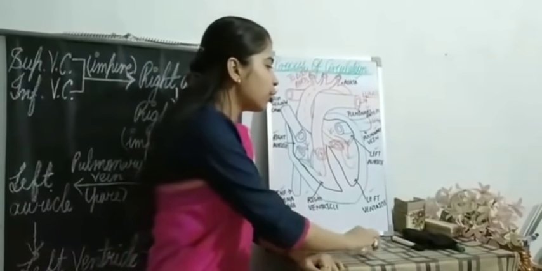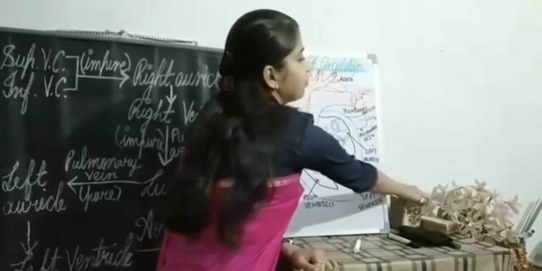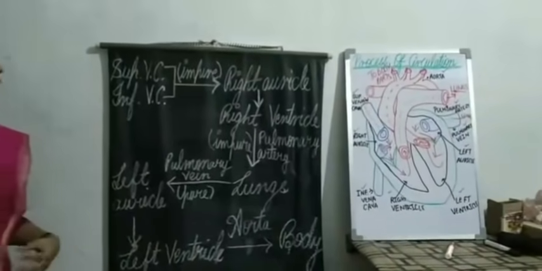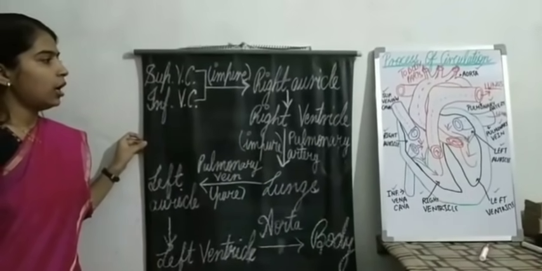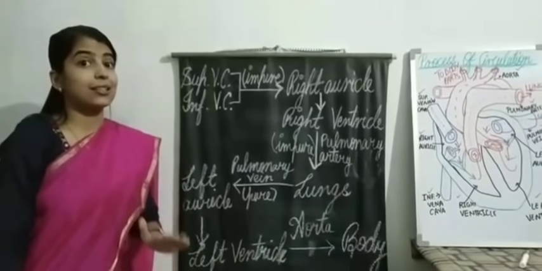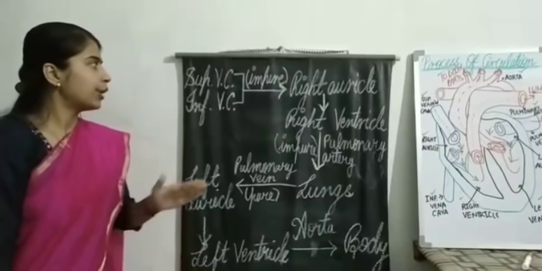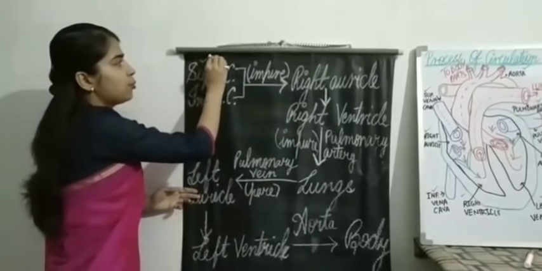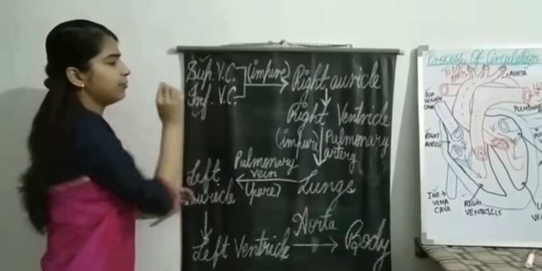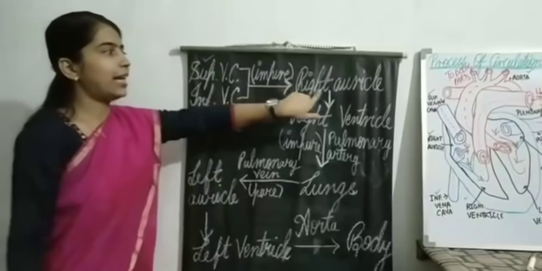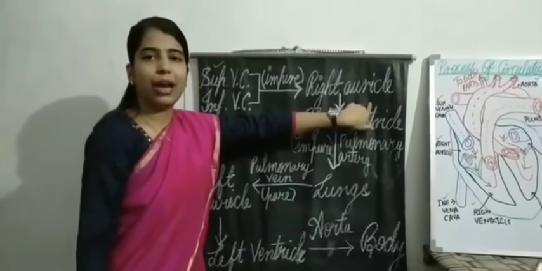Now, in your book, you have a flow chart given. Okay, I have drawn it here for you. See, this flow chart has to be drawn in your question answers as well. I'll tell you right now. Okay, see, this chart is about the superior vena cava and inferior vena cava. Your impure blood will be carried and poured into your right auricle.